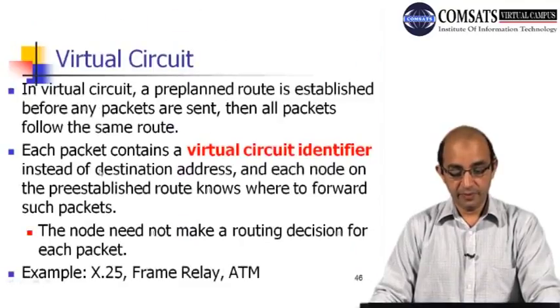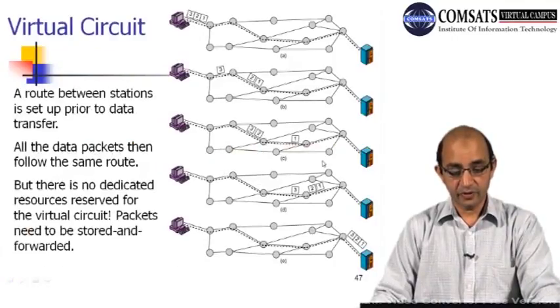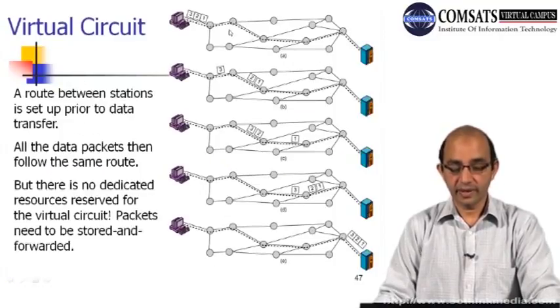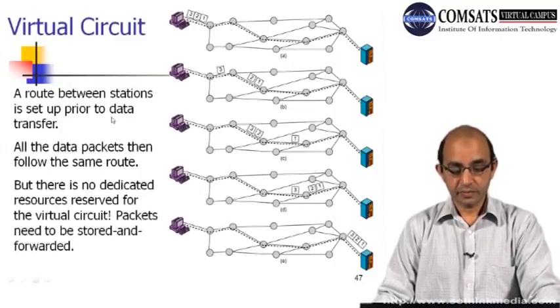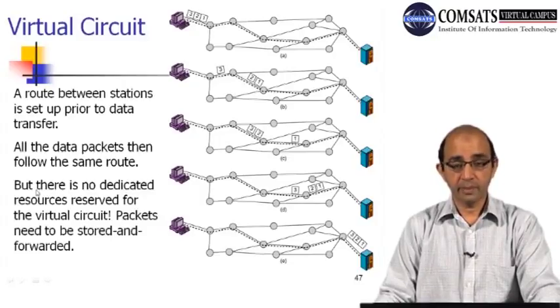And as mentioned, here the destination address is not important, but the virtual circuit identifier is, because when we are establishing this virtual circuit, we are defining an identifier that is correlated with this virtual circuit. A route between stations is set up prior to data transfer, right? All the data packets then follow the same route, so all the packets have to follow the same path.